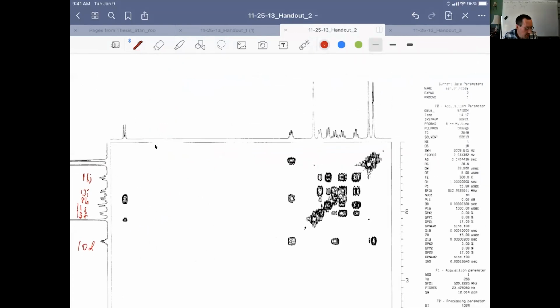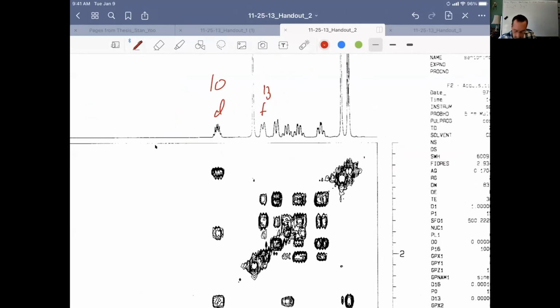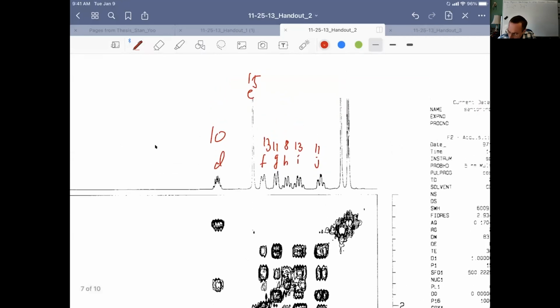And then I'll do the same thing over here. 7C, 10D, 15E, 13F. I'll just zoom in a little bit. 11G, 8H, 13I, 11J, 12K, and 14L.